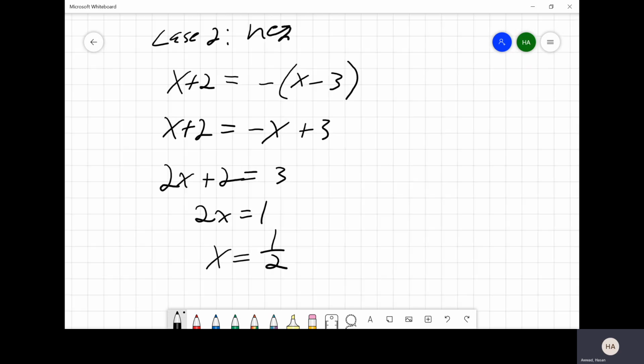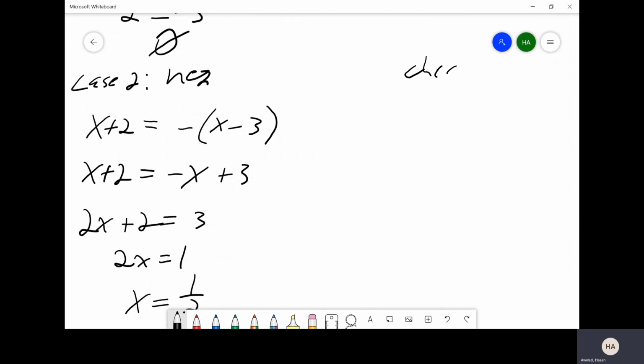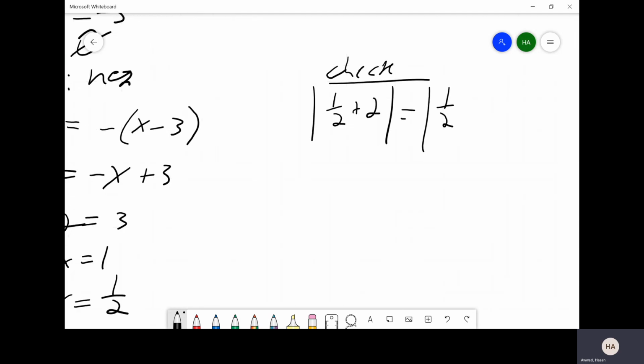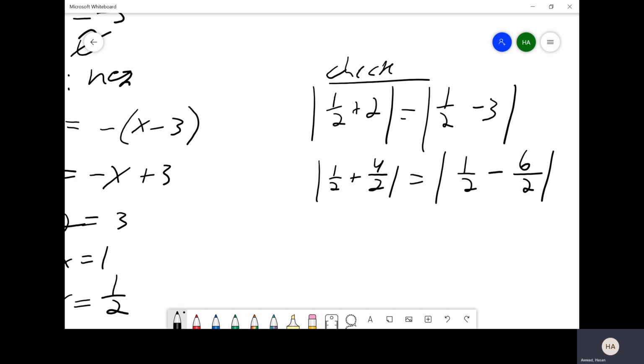And let's go ahead and check to make sure that this actually does make sense. Again, our original was x plus 2 inside of absolute values is equal to x minus 3, also inside of absolute values. So plugging in 1/2 for x, we get 1/2 plus 2 is equal to 1/2 minus 3. Well, 2 is the same thing as 4/2, right? So we get 1/2 plus 4/2 here, is equal to 1/2 minus, and 3 is 6/2, so 6/2 here. So we get absolute value of 5/2, right?